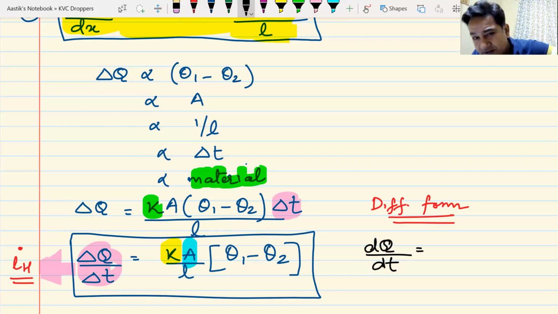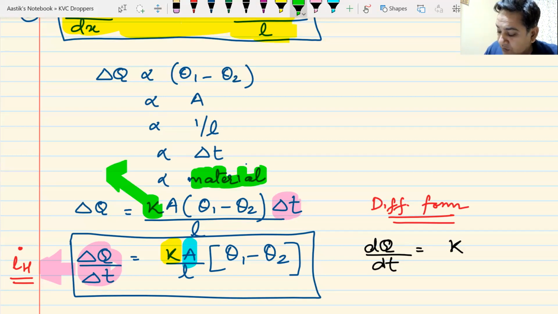dq is the small amount of heat that has flown. dt is the small time in which that heat is flown. dq by dt is k, the constant for that section. Do you know what this k is known as? This k is known as the coefficient of thermal conductivity.